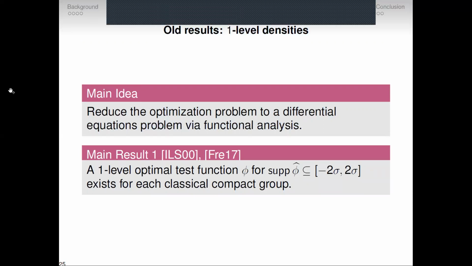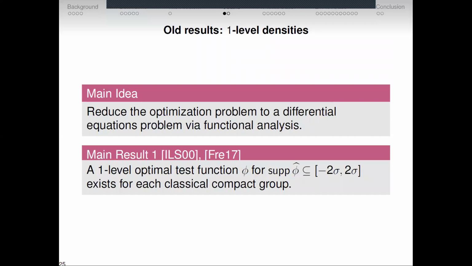Okay, so the main idea for actually minimizing the right-hand side is that we want to reduce this optimization problem using some algebraic manipulation so that the problem becomes more amenable to some functional analysis. And in turn, through this functional analysis, what we can do is reduce this problem to what is essentially just a differential equations problem. And what Iwaniec, Sarnak, and Fairchild managed to prove was that the one-level optimal test function actually exists, given some constraints on the support of the Fourier transforms for each of the classical compact groups.